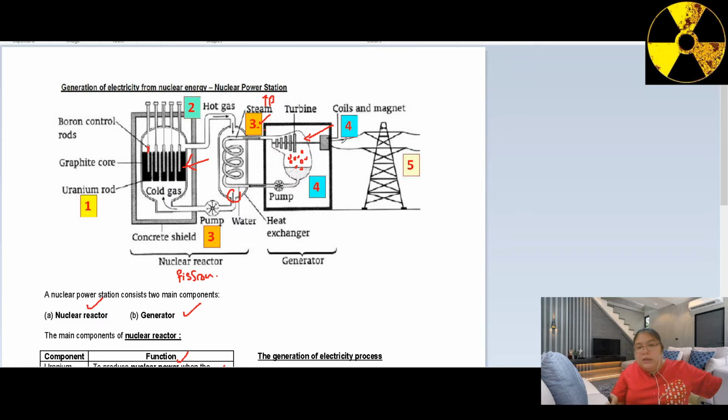So now we go to number 4. If you succeed in turning the turbine, what happens? We go to part 3, from your notes, on another page. Part 3: if you succeed in turning the turbine, the turbine turns the coil in the generator, then produces electricity. So this is the last one.